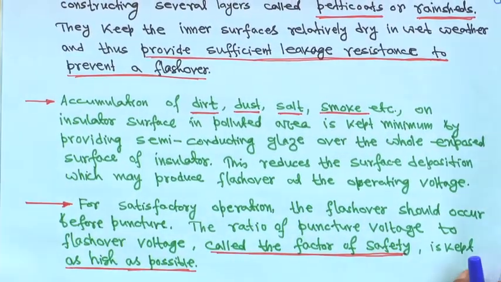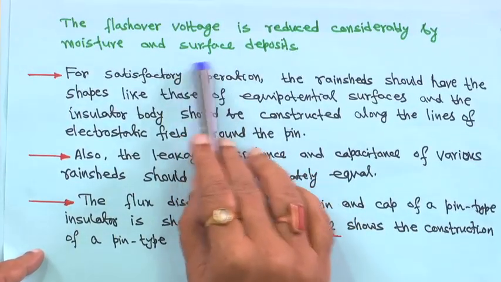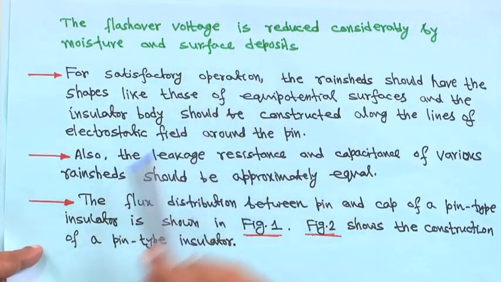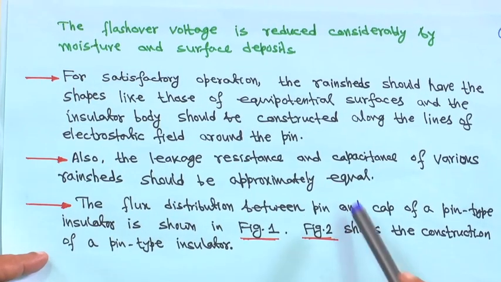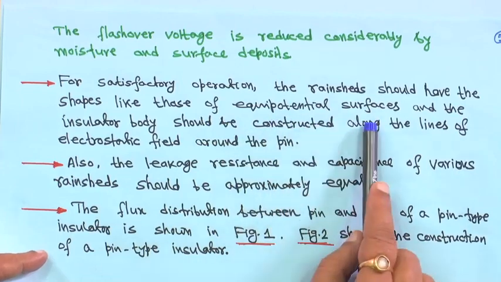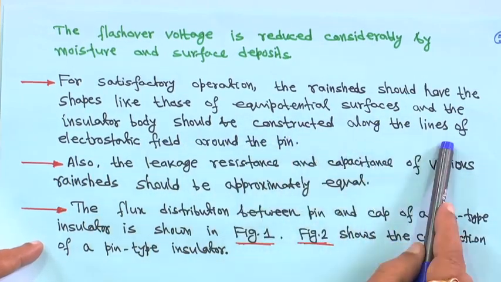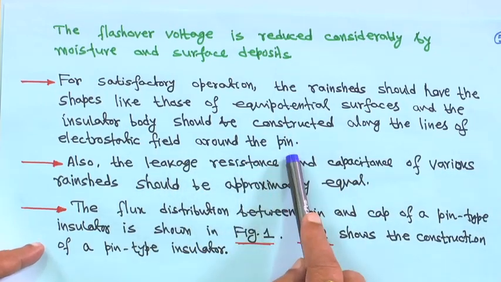Therefore, the flashover voltage is reduced considerably by moisture and surface deposit. For satisfactory operation, the rain shed should have shapes like those of equipotential surfaces, and the insulator body should be constructed along the lines of the electrostatic field around the pin.